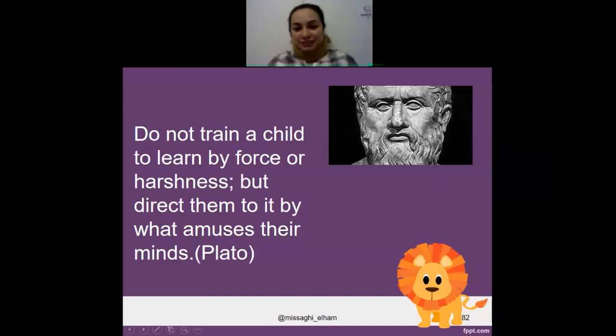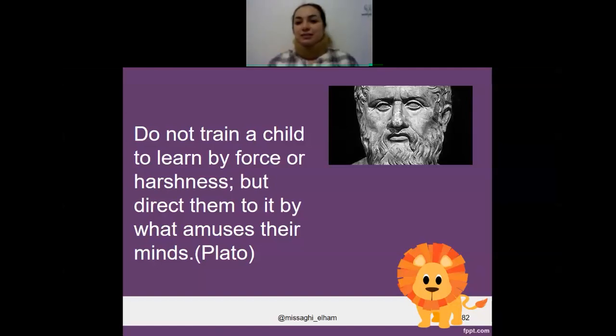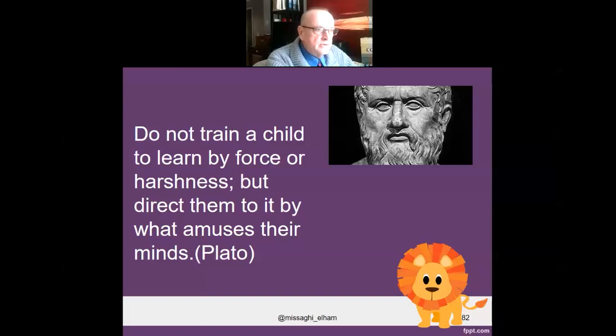The first phrase, do not train a child to learn by force or harshness. That's phrase one. Extrinsic motivation. Correct. That's extrinsic. But direct them to it by what amuses their minds. That is developing intrinsic motivation. Yeah, that's intrinsic. That's correct. Yes. Thank you, ladies.